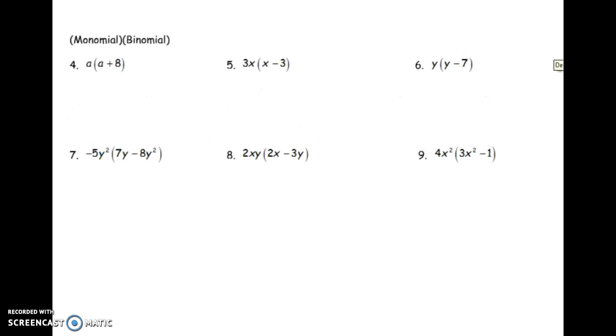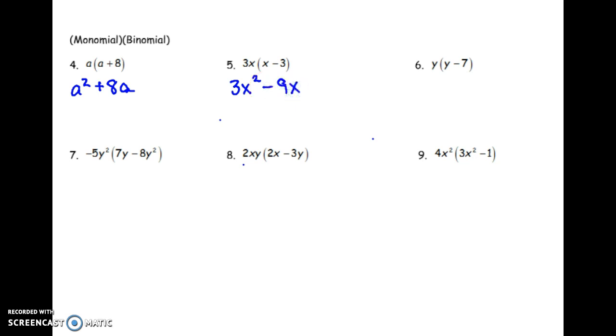Okay, if I have a monomial times a binomial, I'm simply going to distribute what's on the outside of the parentheses to every term on the inside. So a times a would be a squared, and a times 8a would be plus 8a. Okay, 3x times x would be 3x squared. Now I've got 3x times a negative 3, so we get minus 9x.